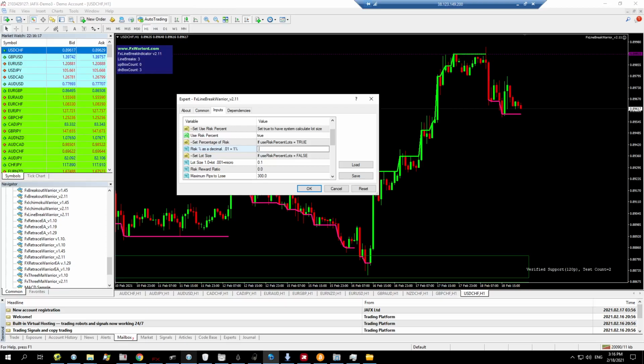Let's see real quick. 0.05. Okay, and that should be 0.5%. So let's do this right here. There we go. Okay, lot size, we're not going to do risk to reward ratio.